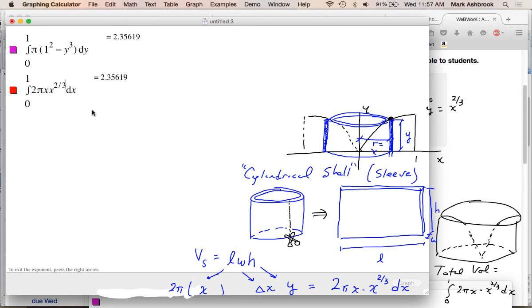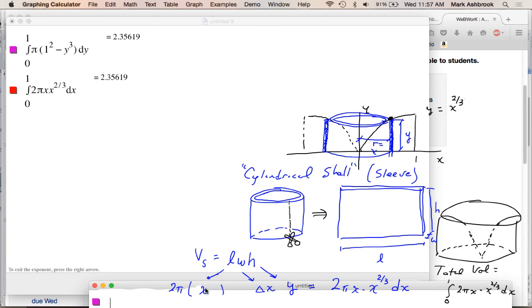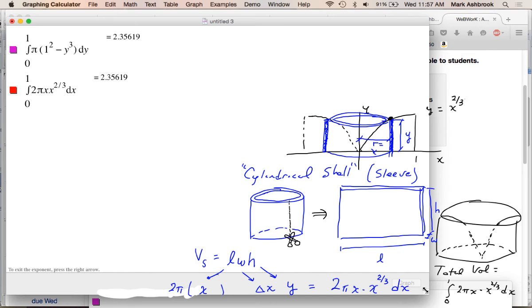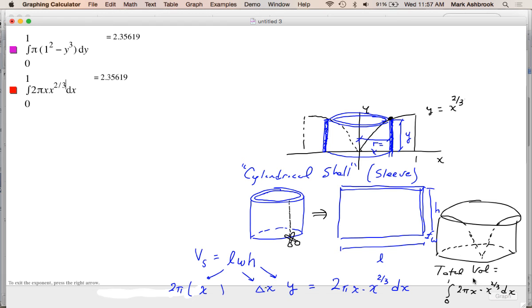The hard part is still figuring out these distances, these radii, and these heights in terms of your coordinates and your functions. That's the hardest part. So you've had a lot of practice with that. With the washers, you should be better at this. Okay, other questions on this first example? Okay, so let's do another one.